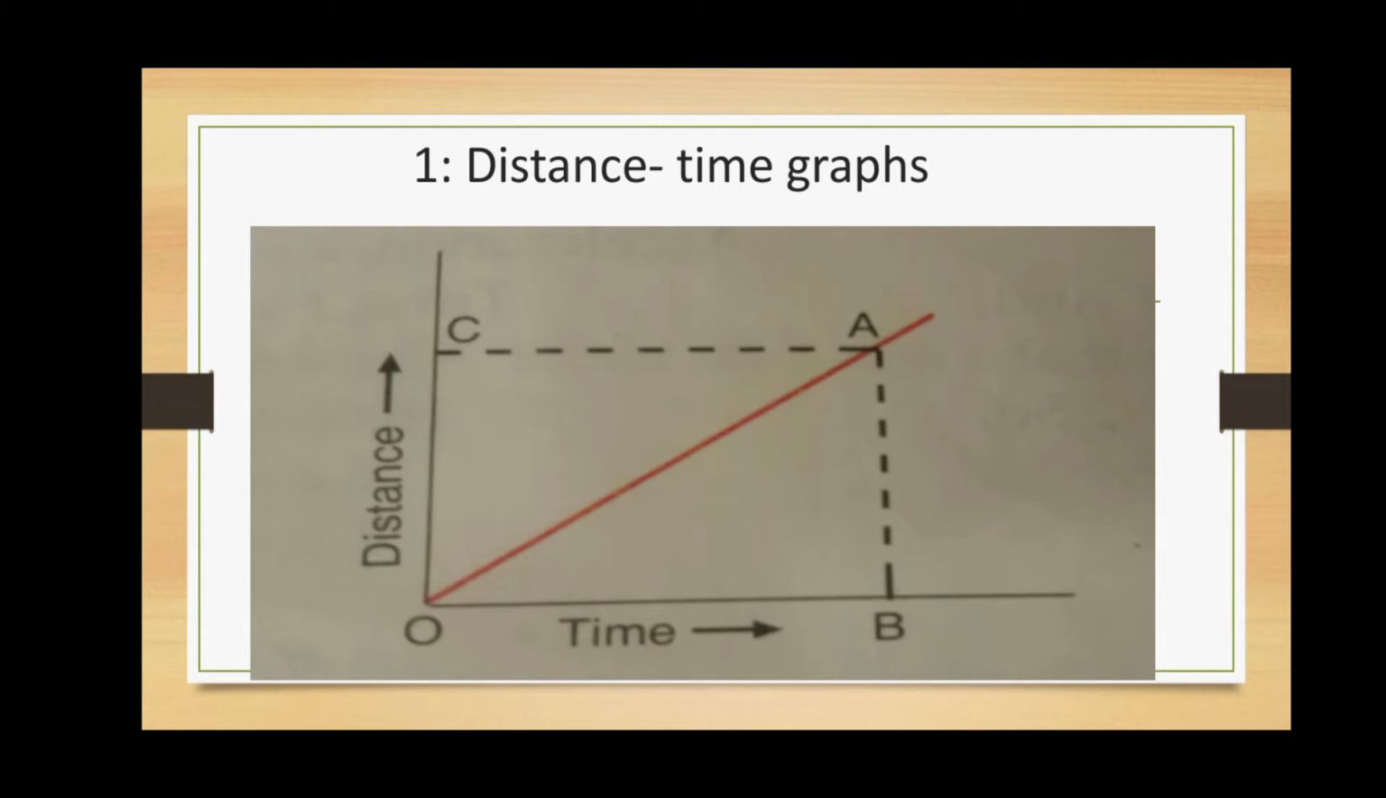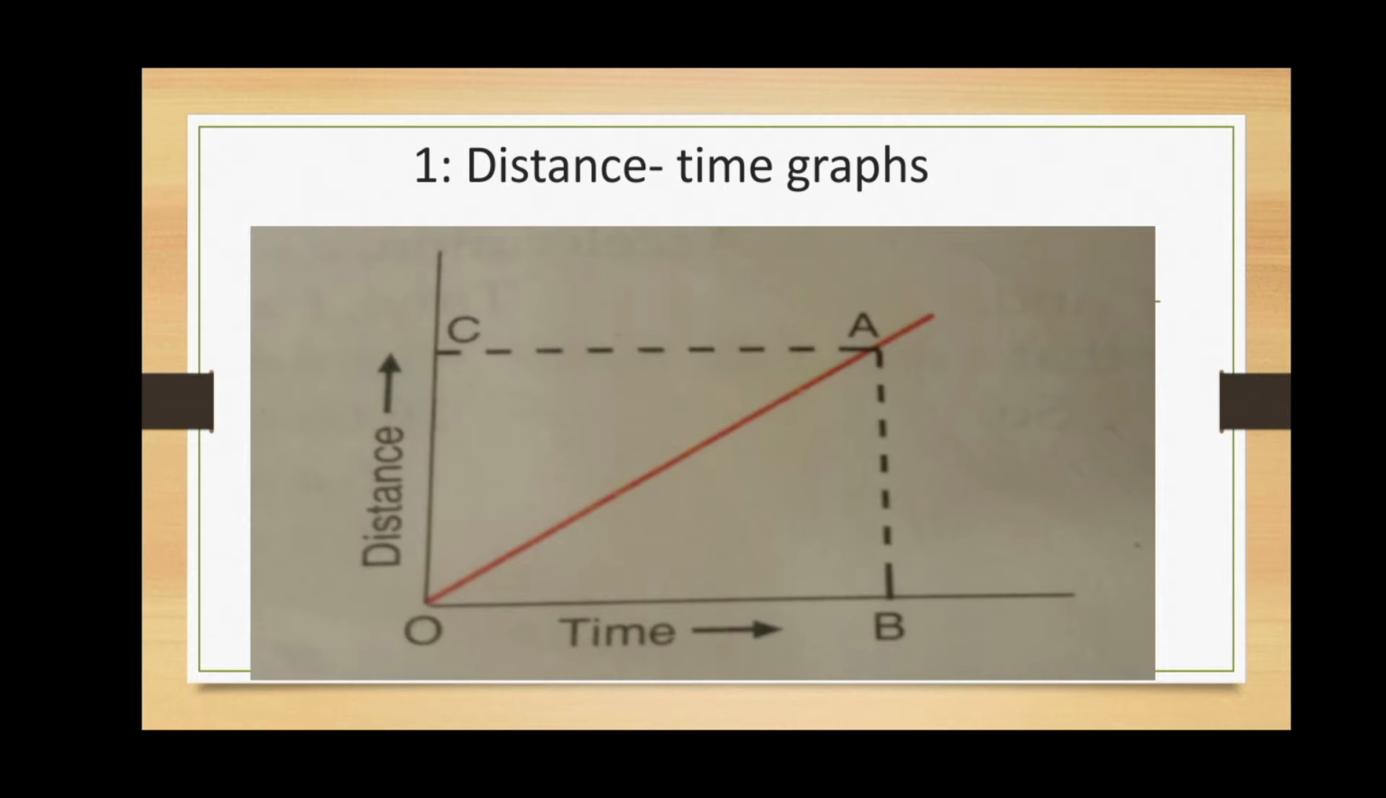Distance time graphs. When a body moves with uniform speed, it will travel equal distances in equal intervals of time. In other words, the distance traveled is directly proportional to time. Thus, for uniform speed, a graph of distance traveled against time will be a straight line. Please note that we can also write the term uniform velocity in place of uniform speed in the graph.